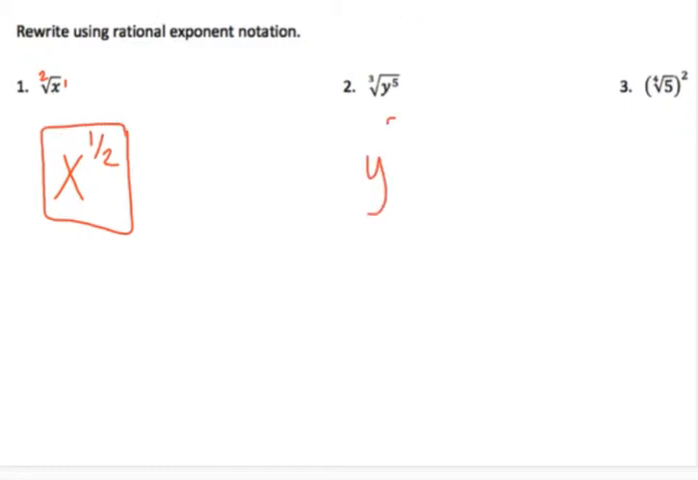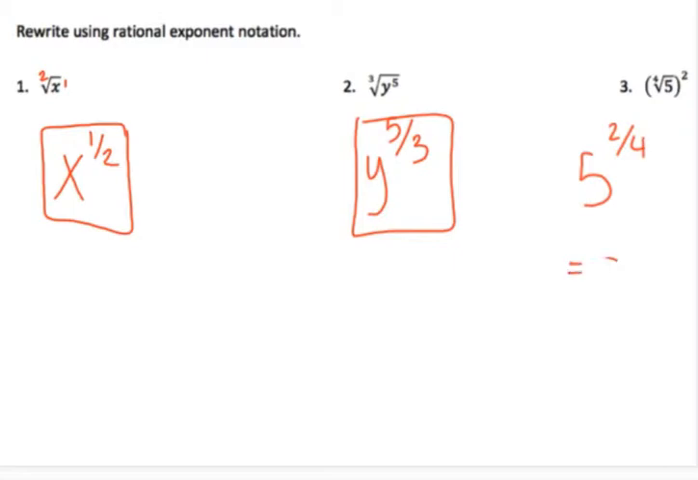On example 2, the power is 5 and the root is 3. So y to the power of 5/3. And on example 3, power is 2, root is 4. And that can be simplified to 5 to the power of 1/2.